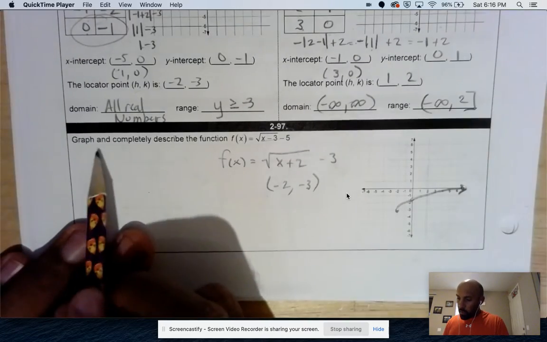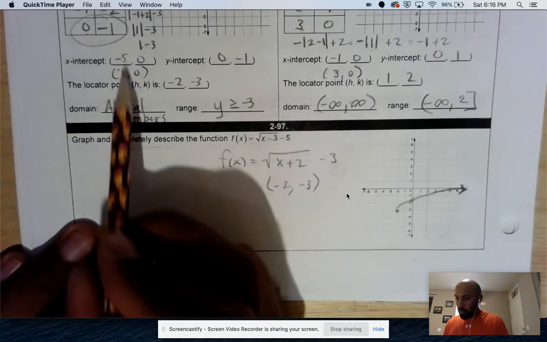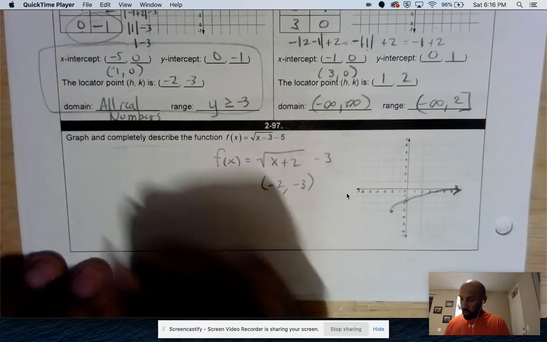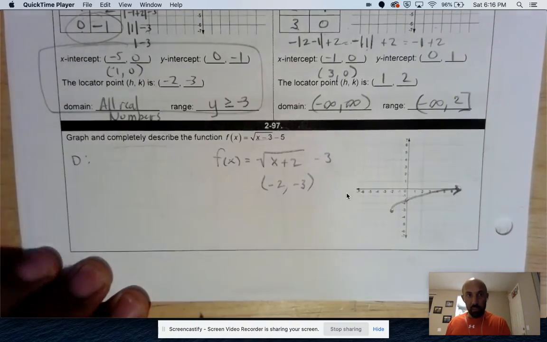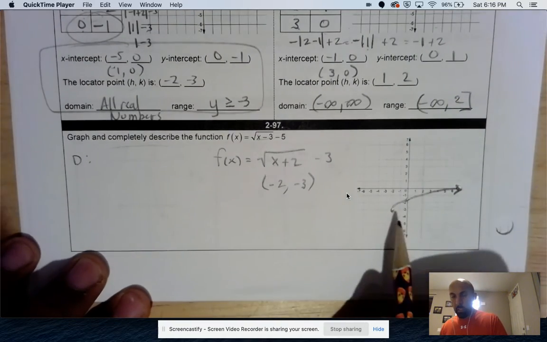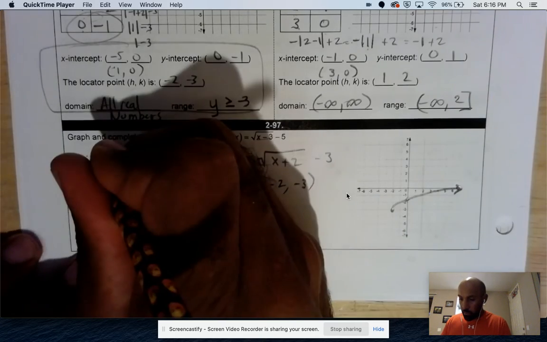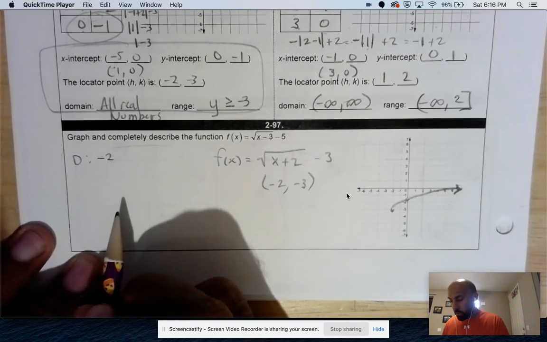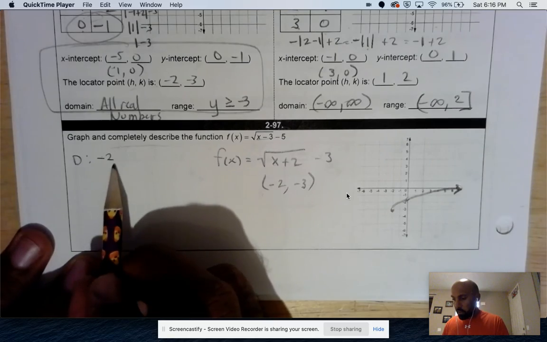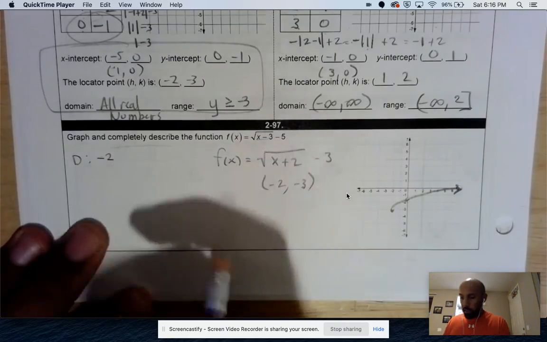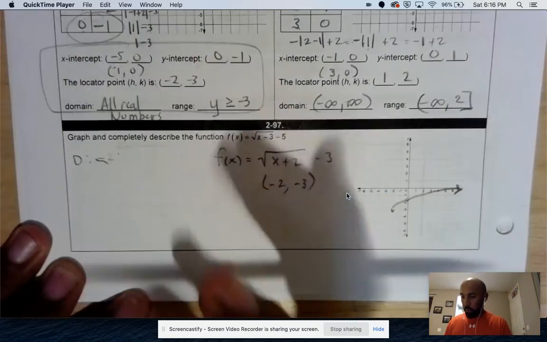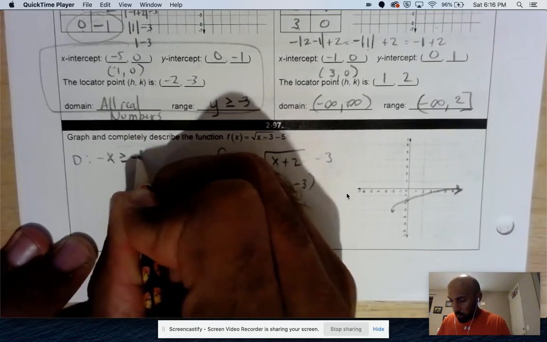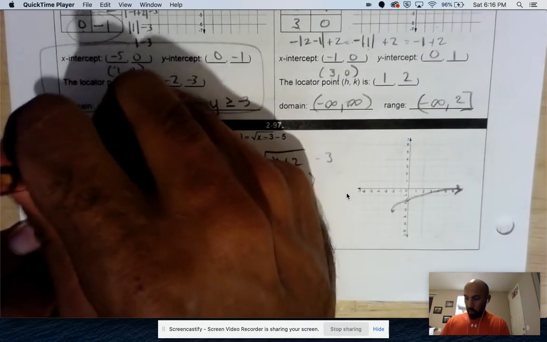Okay, so graph and completely describe the function. So when we say completely describe, we're talking about these things here. So first let's talk about domain. Okay, so domain, it starts at negative 2. And I'm going to use inequality notation. It starts at negative 2 and goes off forever. So that actually means that since it goes off forever, x is greater than or equal to negative 2. So there's no negative there.